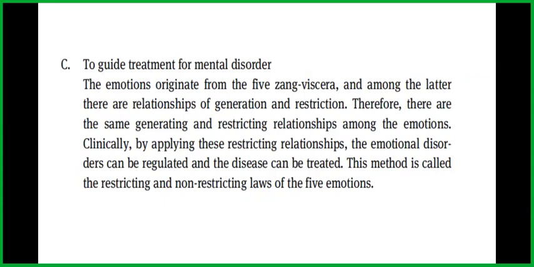So the guide and treatment for mental disorder. The emotions originate from the 5 Zang viscera, and among the latter, there are relationships of generation and restriction. Therefore, there are the same generating and restricting relationships among the emotions. Clinically, by applying these restricting relationships, the emotional disorders can be regulated and the disease can be treated. This method is called the restricting and non-restricting laws of the 5 emotions.